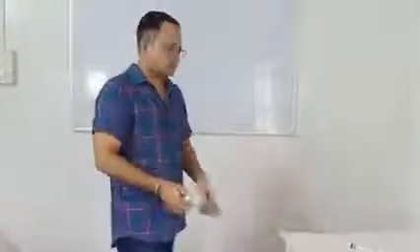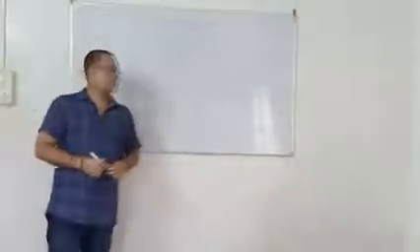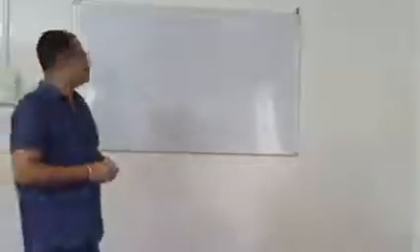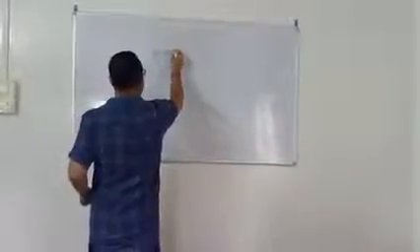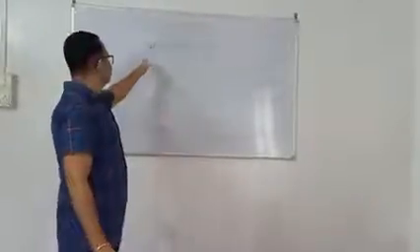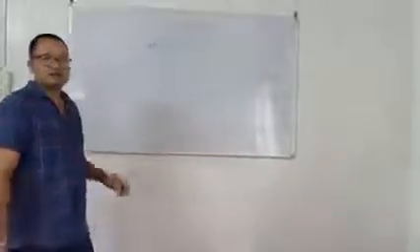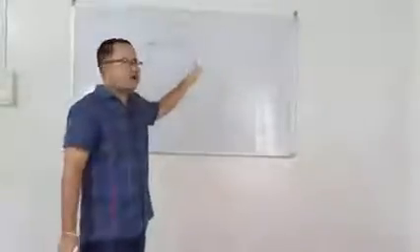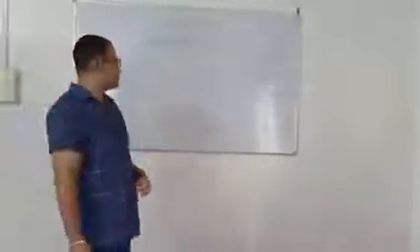So next, we are going to discuss how we change narration from direct to indirect if the reporting speech begins with let us or let's. Let's is a short form of let us. That means if the reporting speech starts with let's or let us, how we change it from direct to indirect, this is what we are going to discuss today. Okay.